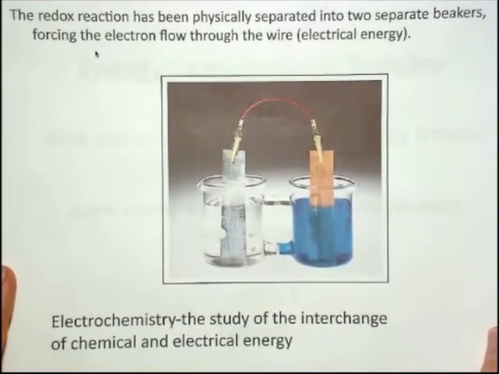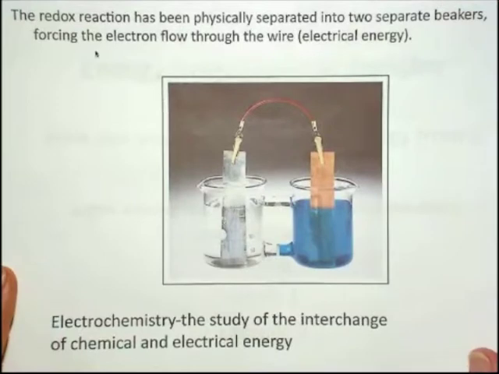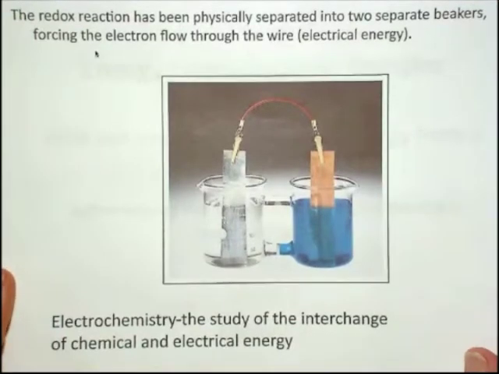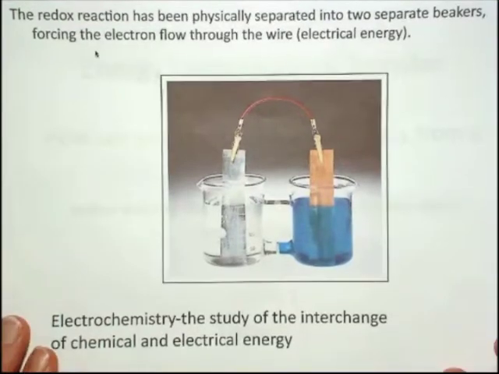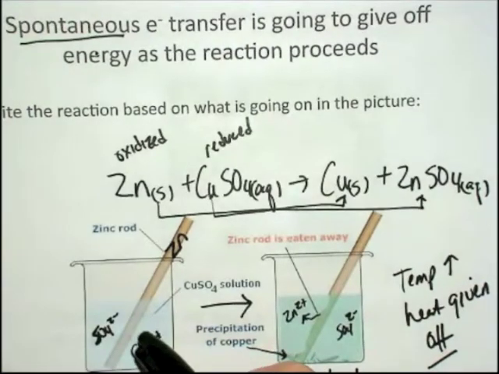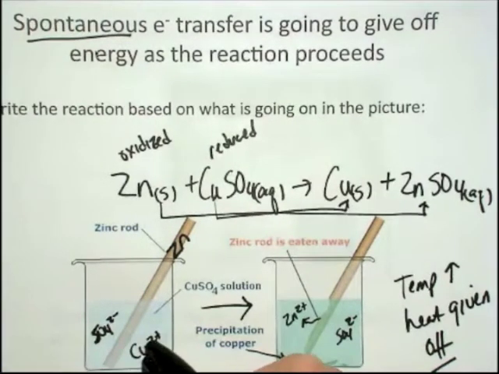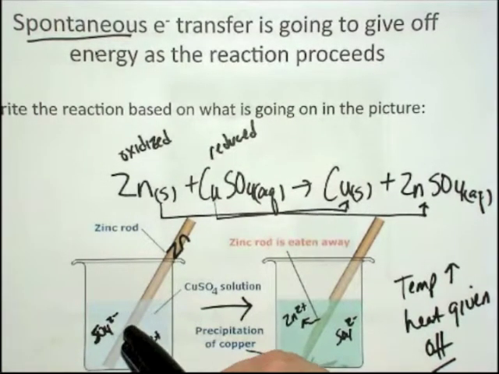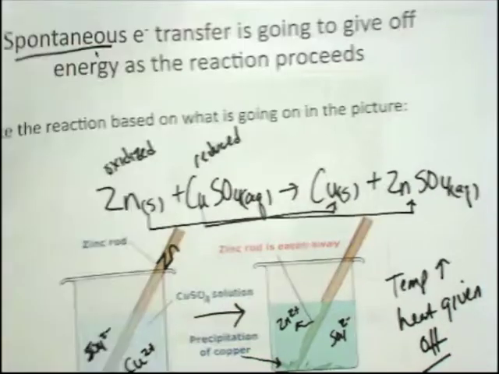Okay, here's an example of the same reaction that we just looked at, only the reactants have been separated physically, literally in space, into two separate beakers. And in this way, you're going to force the electrons, instead of going straight from, for example, the zinc to the copper directly, because they're touching, they come in physical contact with each other. The copper ions, of course, are moving around all the time. Whenever they bounce into the zinc, the electrons will be transferred, the product is made.